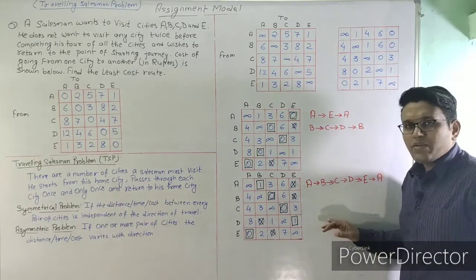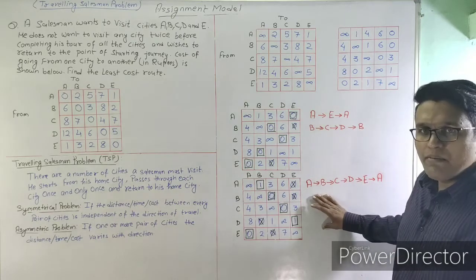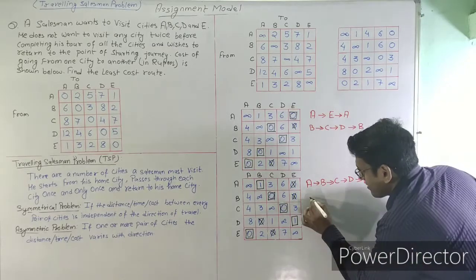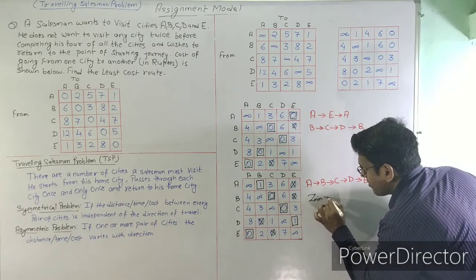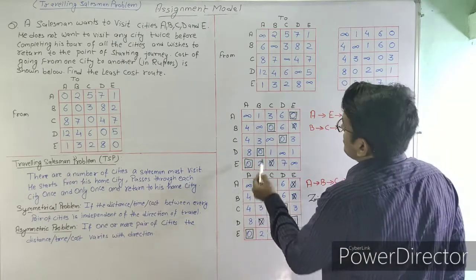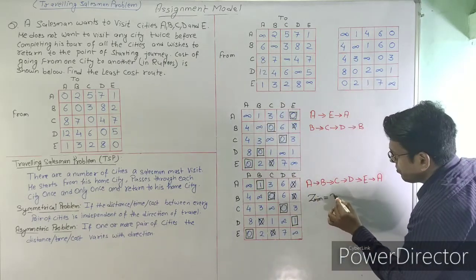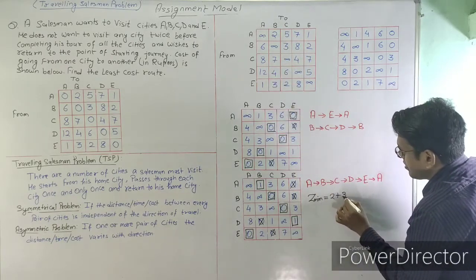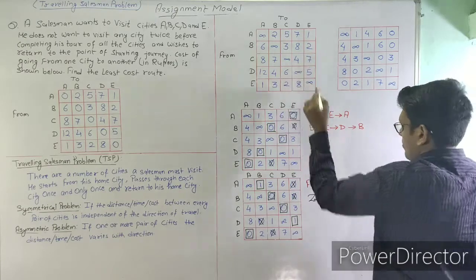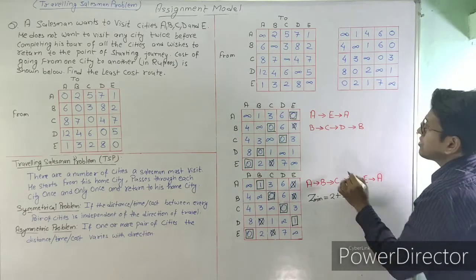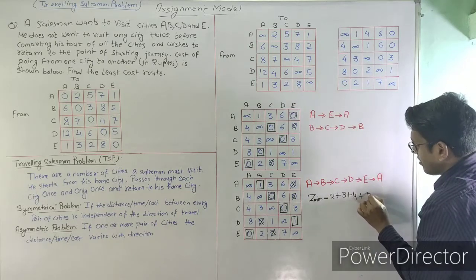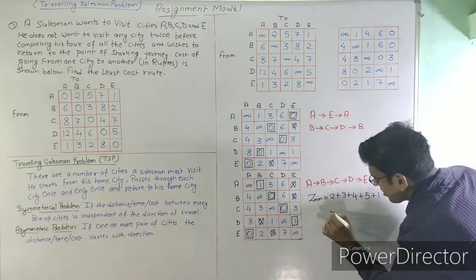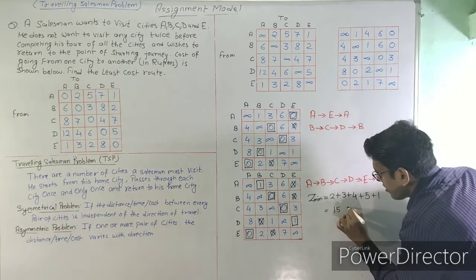Now let us calculate what the minimum traveling cost will be here. So Z minimum will be given as: A to B is 2, plus B to C is 3, plus C to D is 4, plus D to E is 5, and then E to A is 1. So this is total 15 rupees.